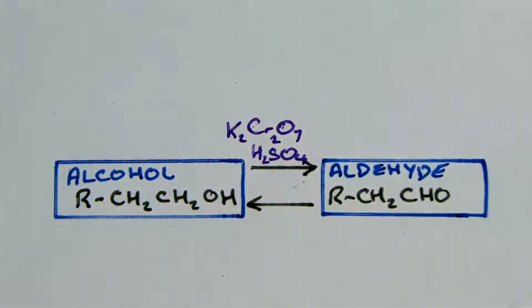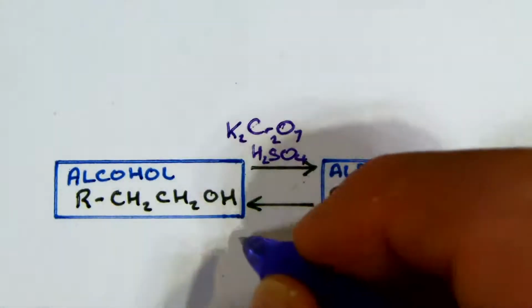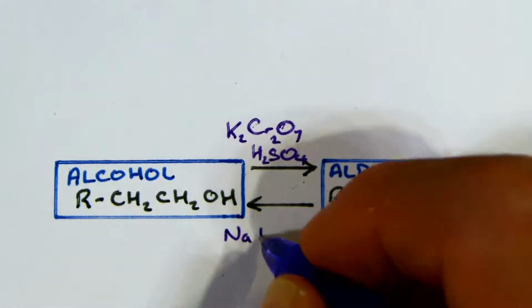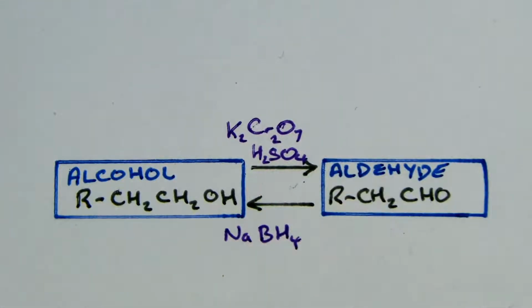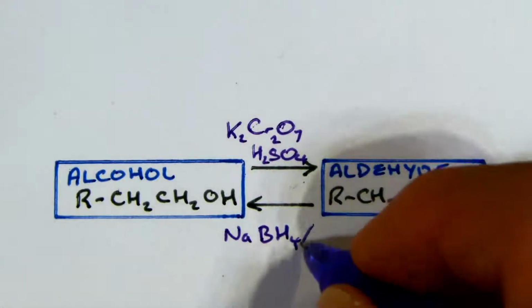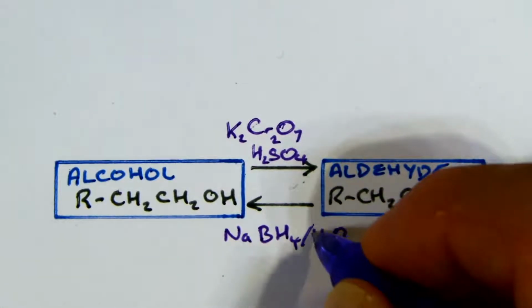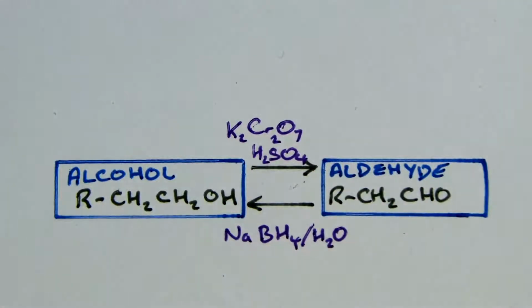And if I'm going to do that, I'd also need some H2SO4 as a catalyst. To go the other way, then what I would normally use is sodium borohydride, NaBH4, and when I do this, we normally need, as well as this, water, and we can turn an aldehyde to an alcohol.